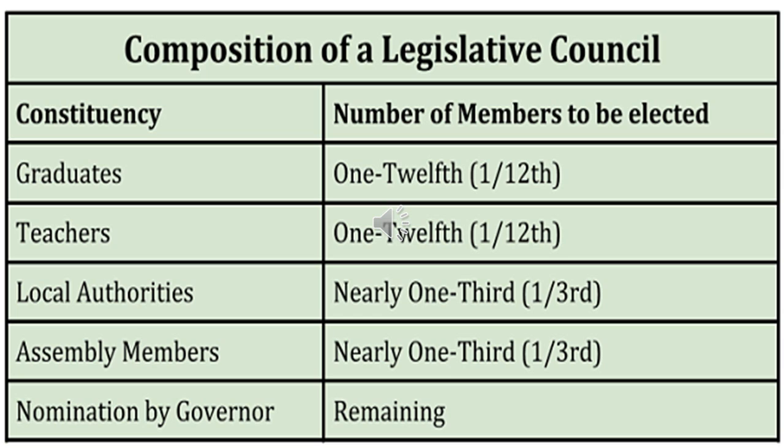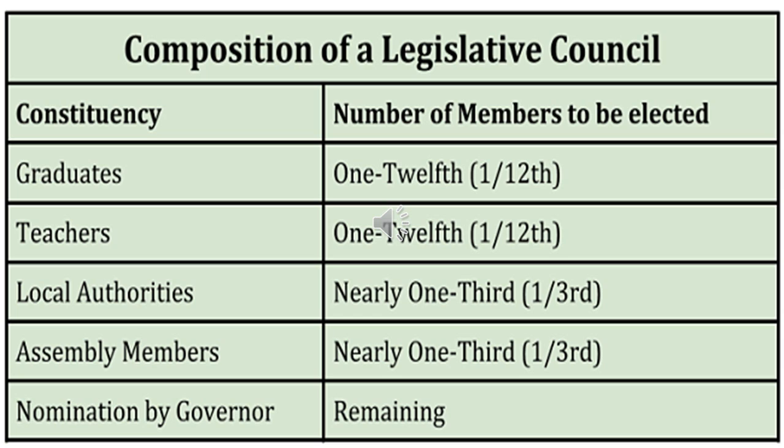Then one sixth, that is the remaining, is nominated by the governor, who is eminent in the field of literary excellence, art, social service or cooperation. Like that of Rajya Sabha, where the president nominates 12 members, here one sixth of the members are nominated by the governor.